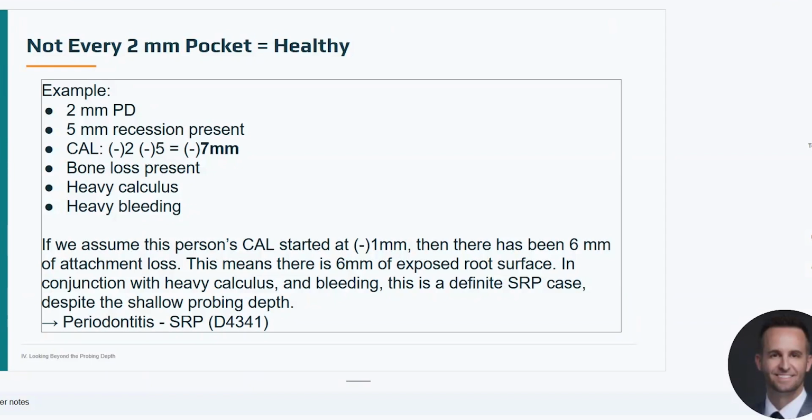despite the shallow probing depth. So if we go off our blanket rules that the only way you get an SRP is with 4 millimeter probing depths, we're going to miss cases like this. Because a case like this is a classic case of SRP. We're going to be scaling and root planing. We're going to be planing that visible root, the 5 to 6 millimeters of visible root surface that has calculus all over it. If we're just charging for a prophy, we're doing the patient a disservice and we're doing ourselves a disservice.